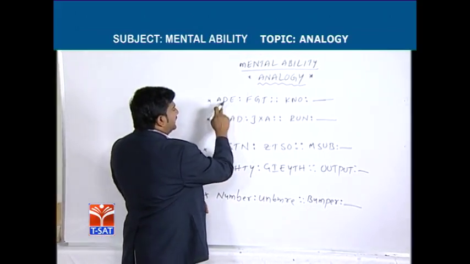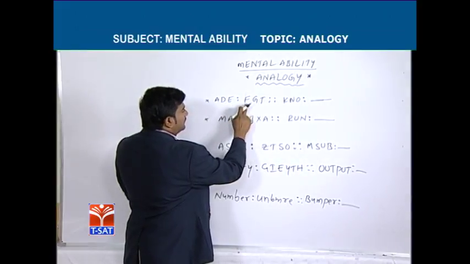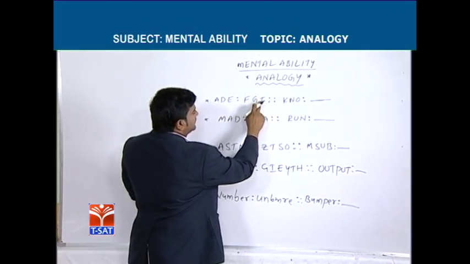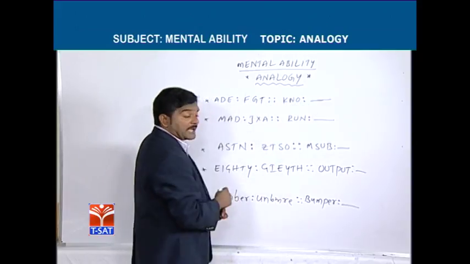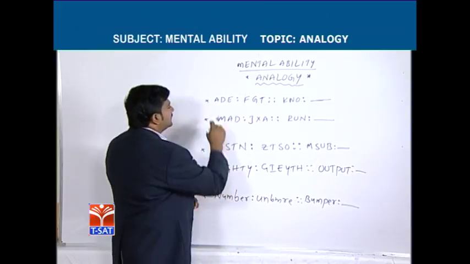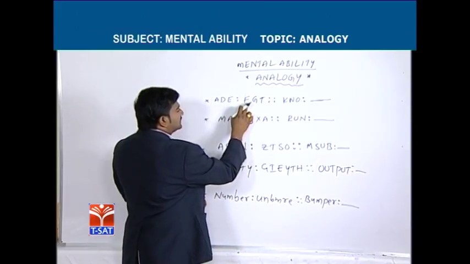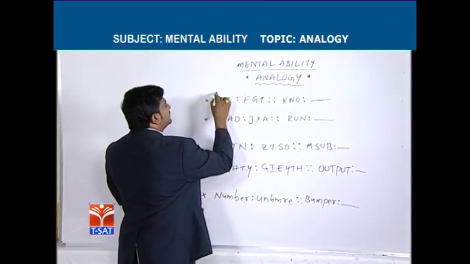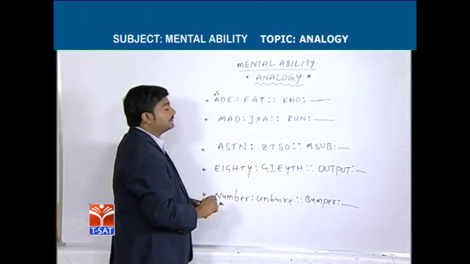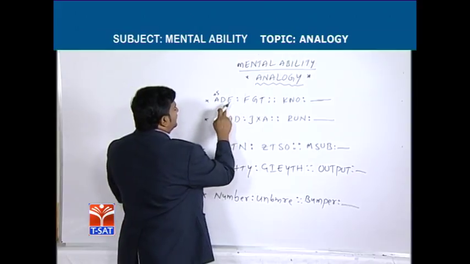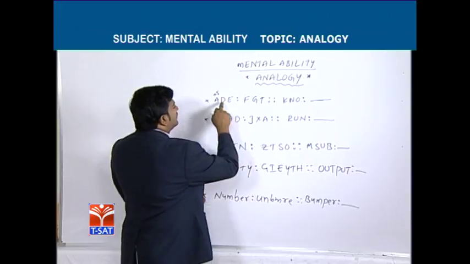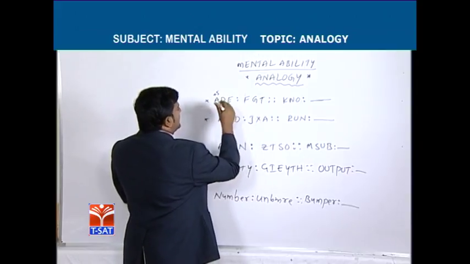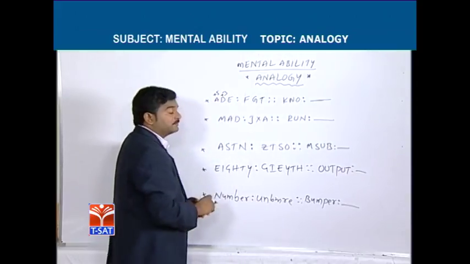AD E is to FGT, as KNO is to dash. A is written as F: A is 1, F is 6, so simply he added plus 5. Similarly, D means 4, whereas G means 7. 4 is written as 7, so simply plus 3.